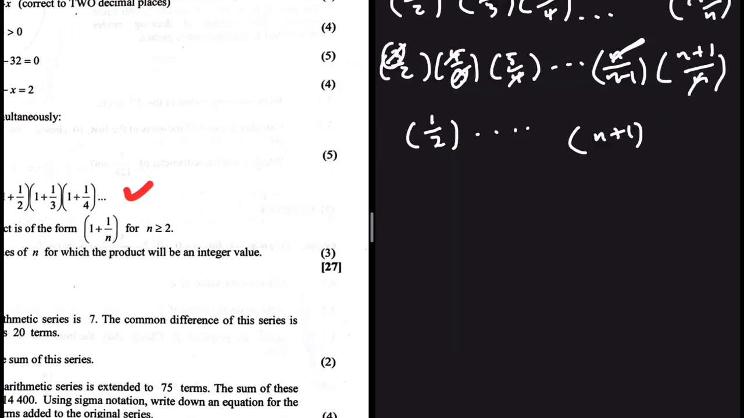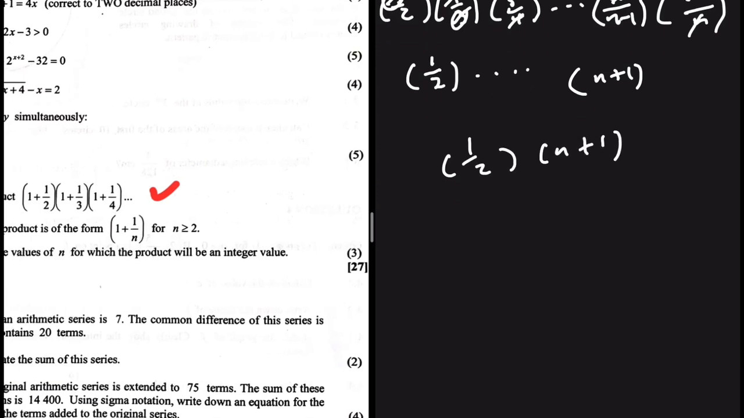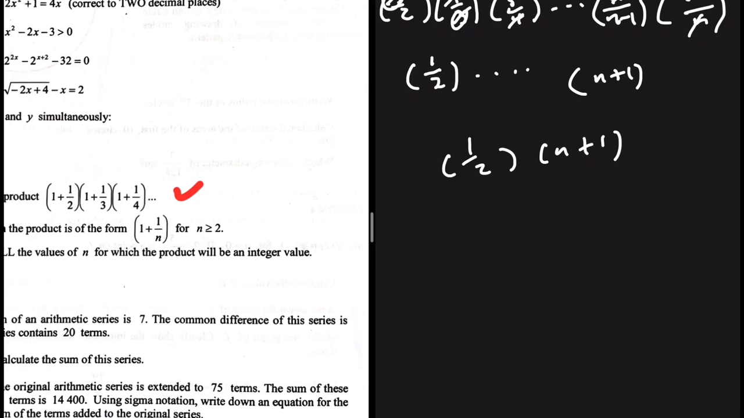So let's see how these two terms behave: 1 over 2 and n plus 1. We want the product to be an integer, right? An integer is a number that is not a fraction. It's a whole number, right? So when can we multiply these two things and have a whole number? It's when n plus 1 is even. Because take a look at this.